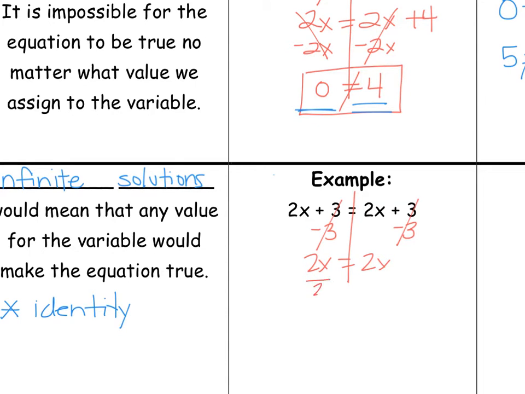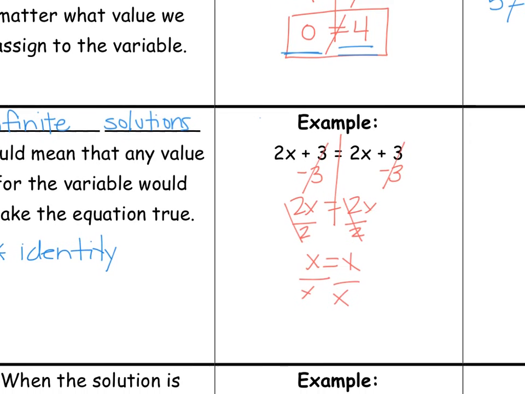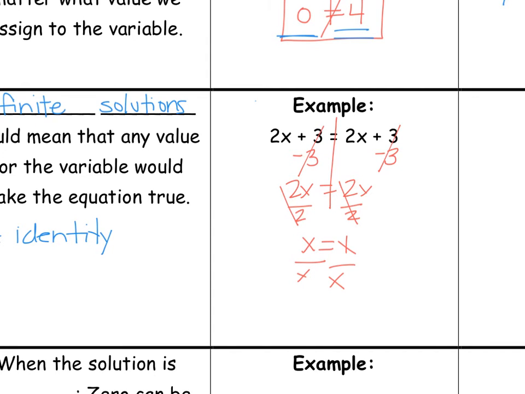If I divide by 2 to get rid of the coefficient of x, that's going to cancel to 1, that's going to cancel to 1, and I get x equals x. Well, that works too. x is equal to x. And if I divide by x, x divided by x is 1, and I get 1 equals 1. And that also works. So at this point I can tell I'm going to have infinite solutions because 1 equals 1, and because x equals x.